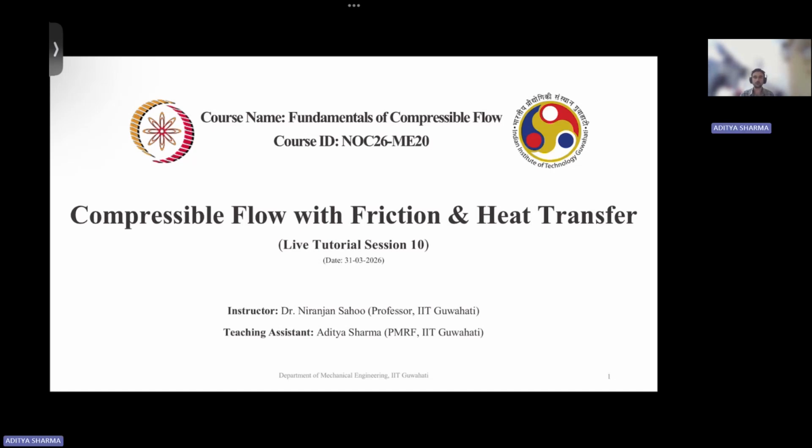Fundamentals of Compressible Flow course being conducted by Department of Mechanical Engineering IIT Guwahati under the NPTEL program. It's a 12-week course and we are into the 10th week of this course. So regarding this week 10, we are conducting this tutorial session. The topic that we will be covering in this week's content is compressible flow with friction and heat transfer. So with friction and heat, what happens to the compressible flow?